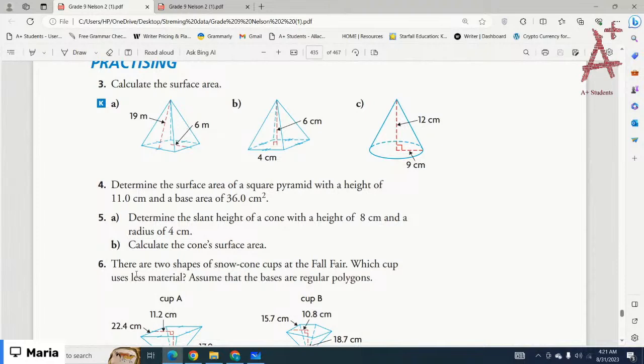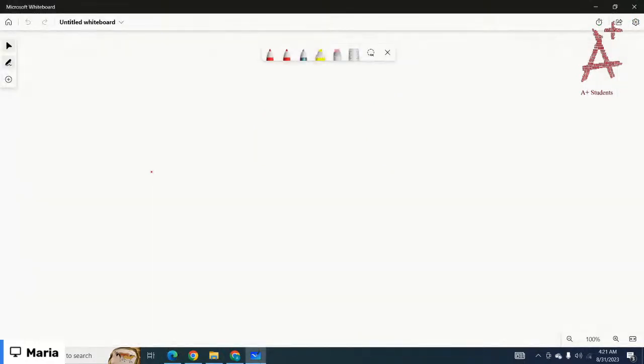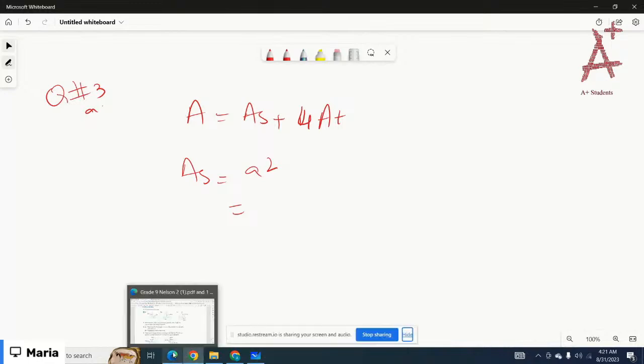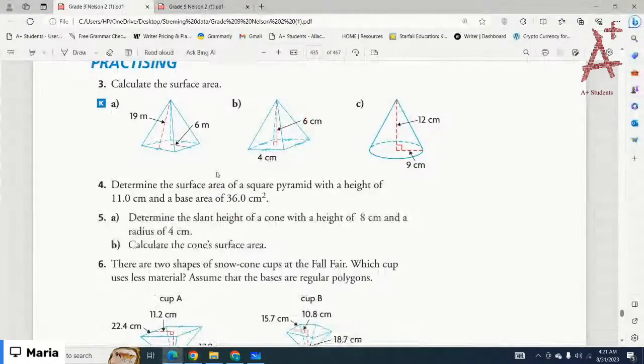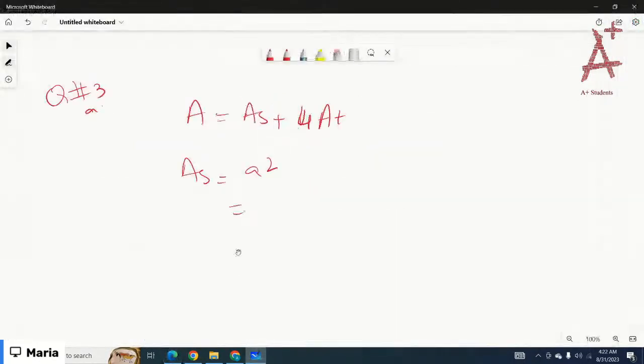That would be the area of the pyramid. It would be the area of the square base plus the area of 4 triangles. First, the area of the square is side times side. Here this one is 6, so the complete side length is 2 times 6, that is 12. 12 squared is 144, so the area of the square base is 144 meter square.